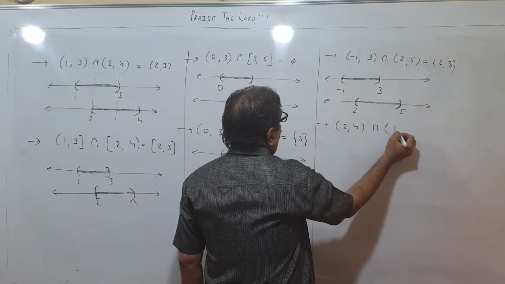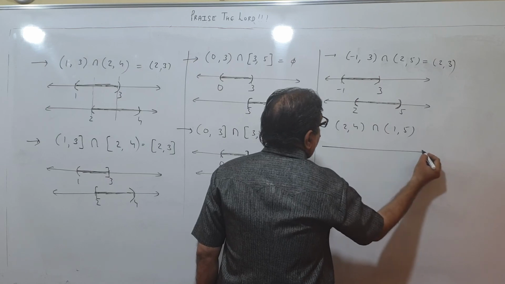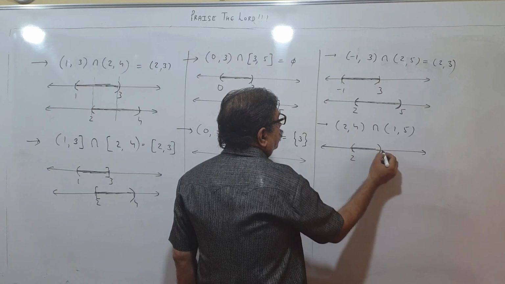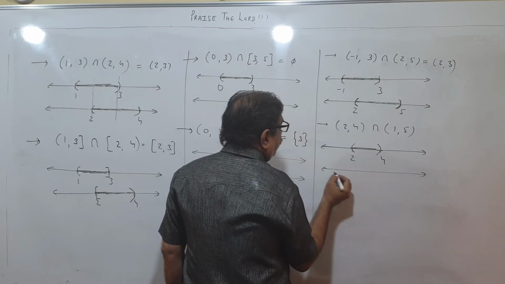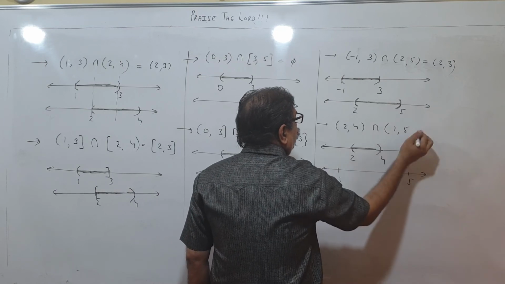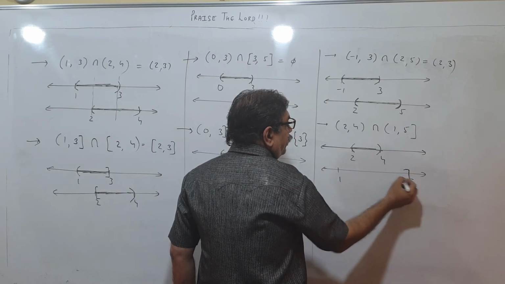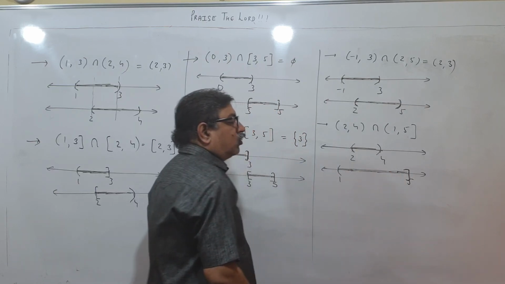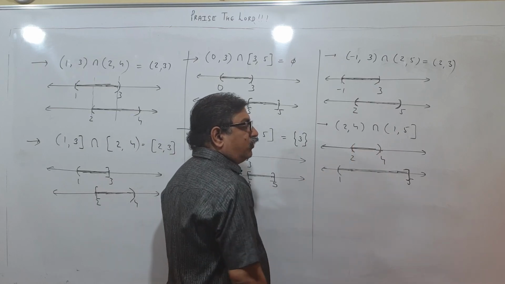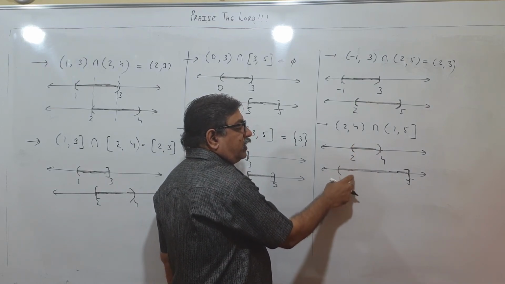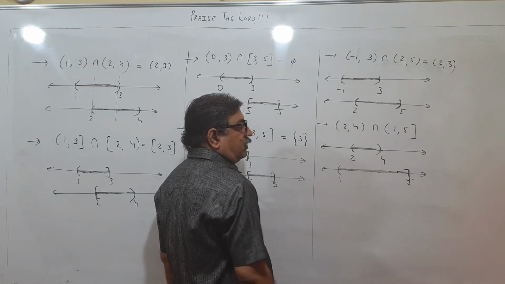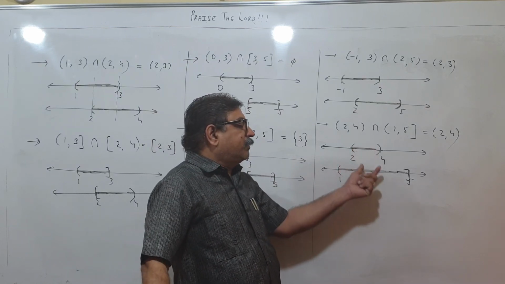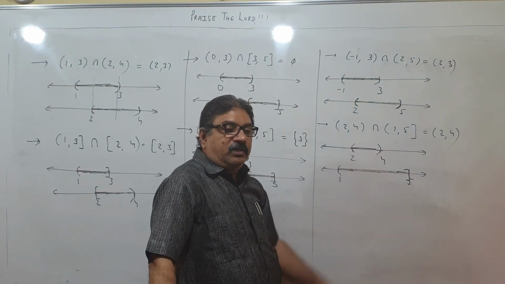(2, 4) intersection (1, 5). See 2 and 4 not included. 1, 5. Maybe I close it over here, that is okay. It won't make difference. 5 may closed, 1 may open. Common region entire 2, 4. But 2 cannot be included because 2 is here but not here. 4 is included here but not here. So answer will be (2, 4). You can see all elements of here are present over here. So A intersection B will be subset, therefore like this.